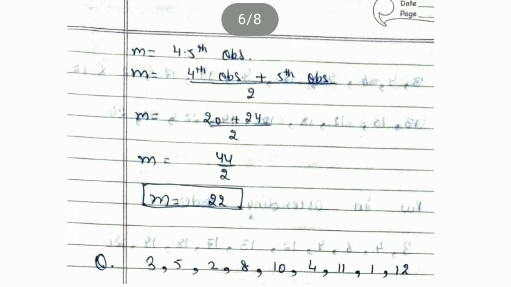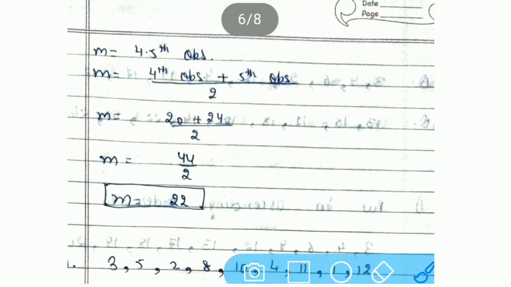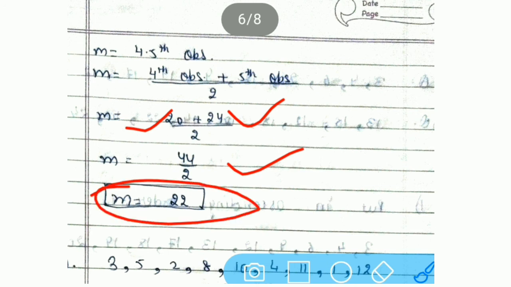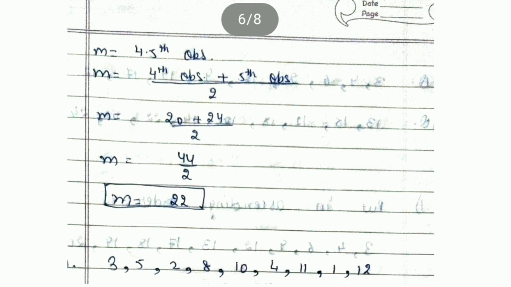So what we have to do, put these values over here. 4th observation is 20, 5th observation is 24. So 20 plus 24 divided by 2. So answer is 44 divided by 2. So final answer M equals to 22. Now see, if directly it is given in our question 5th observation, so directly your final answer is going to be 5th observation only. 5th observation मतलब 5वें नंबर पे जो वैल्यू होगा वो डायरेक्टली हो जाएगा आपका मीडियन.